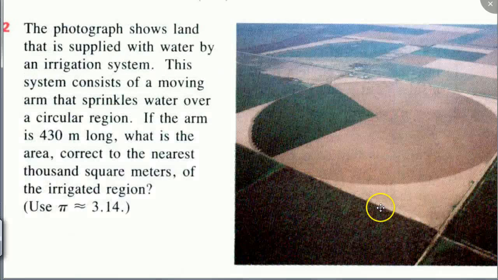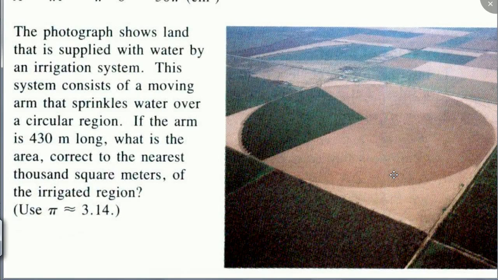All right, let's look at the last example. It's pretty straightforward, this one also. This time though, it's a little bit different. Brandon, can you read this for us? Photograph shows land that is supplied with water by the irrigation system. The system consists of a moving arm that sprinkles water over the circular region. If the arm is 430 meters long, find the area, correct to the nearest thousand, of the irrigated region.